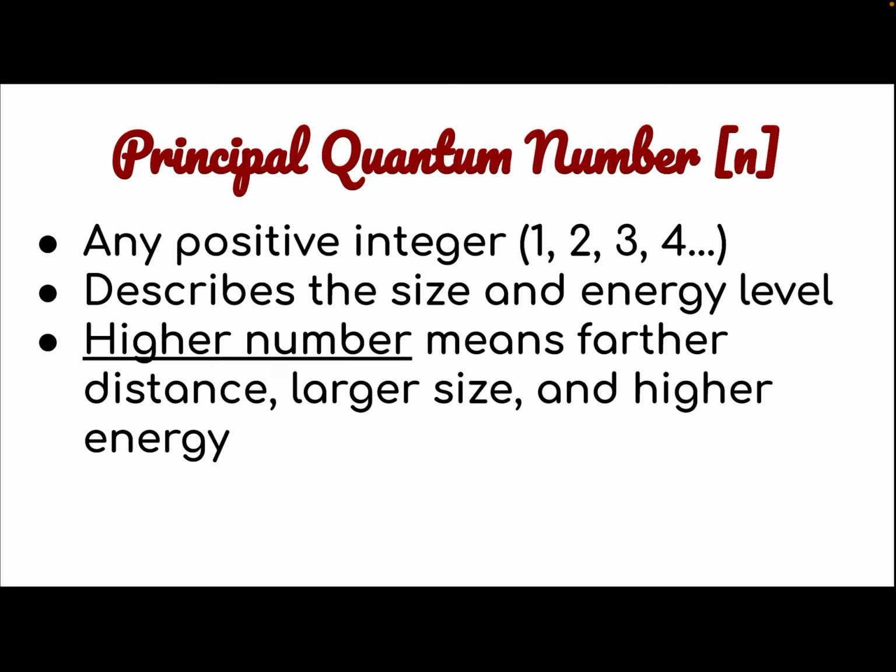The higher the number means, mas mataas daw yung number, it means the farther the distance from the nucleus, mas malayo siya sa nucleus, the bigger the size, it means it can hold more electrons, and the higher the energy. So, ibig sabihin, principal number 1 is the closest to the nucleus, but it's the smallest as well, and it has the lowest energy. While 4, malayo na yon. It is bigger than number 1, and it has higher energy. So, napakadali. Principal number is just any positive integer.